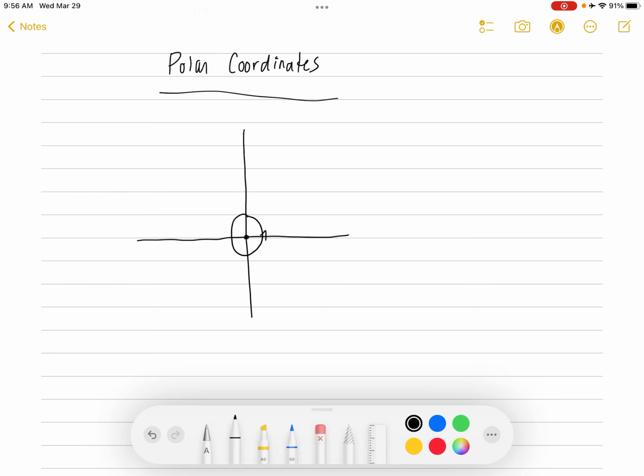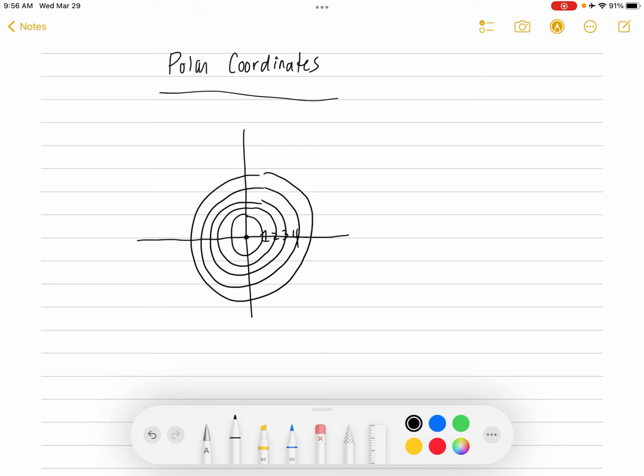Then we're going to have a circle of radius 1 around that, and a circle of radius 2 around that, circle of radius 3 around that, circle of radius 4 around that, circle of radius 5 around that, and so on. So we have these concentric circles. So what I want to do, I want to plot the points in the polar plane. This is called the polar plane.